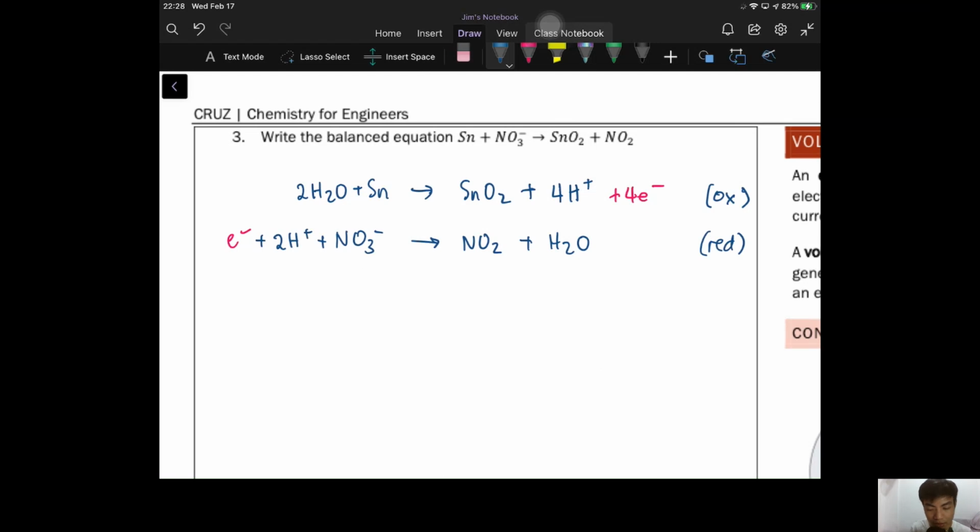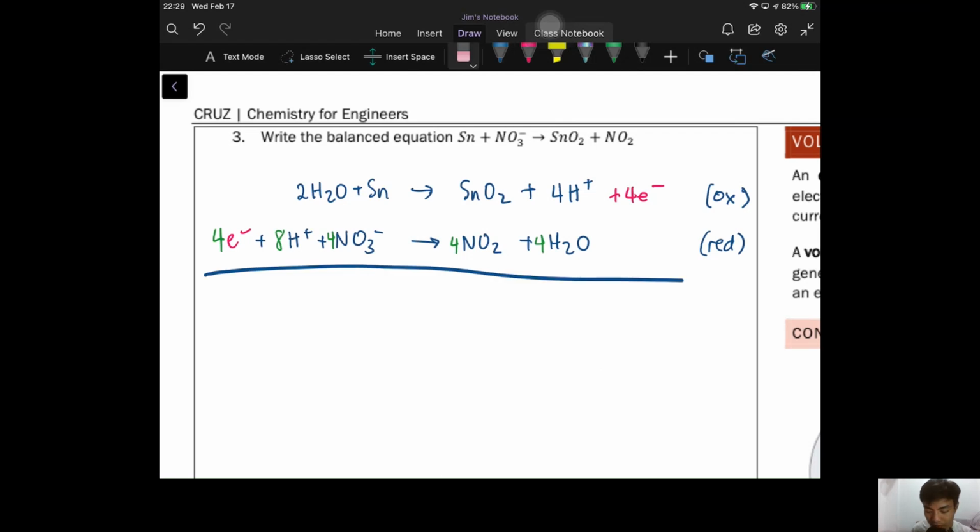Okay. So what's next? No? So what's next is that we combine the two equations. No? Since yung top equation, it has 4 electrons. The bottom equation has only 1 electron. So kailangan natin i-multiply yung bottom equation by 4. No? So multiply natin yun by 4. So that's 2 times 4. That will be 8. Magiging 4, 4, and 4. Okay?